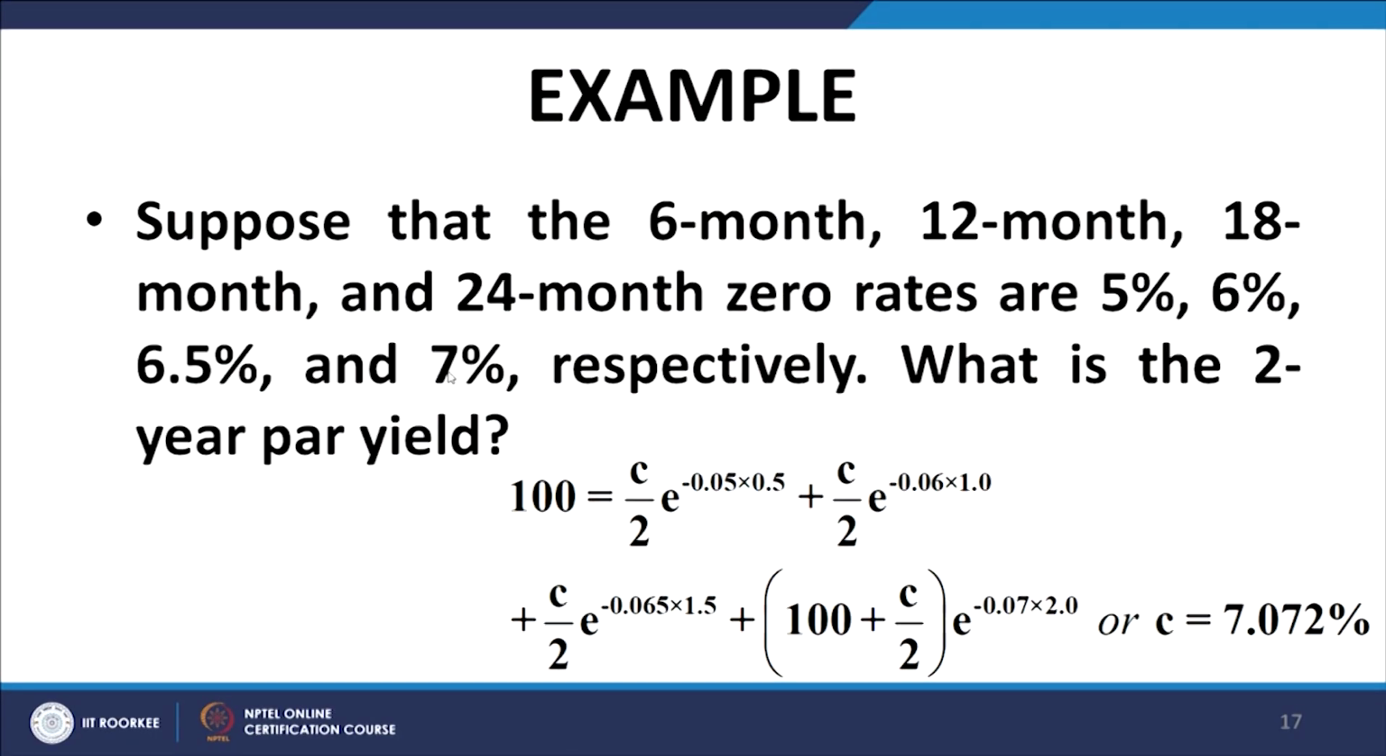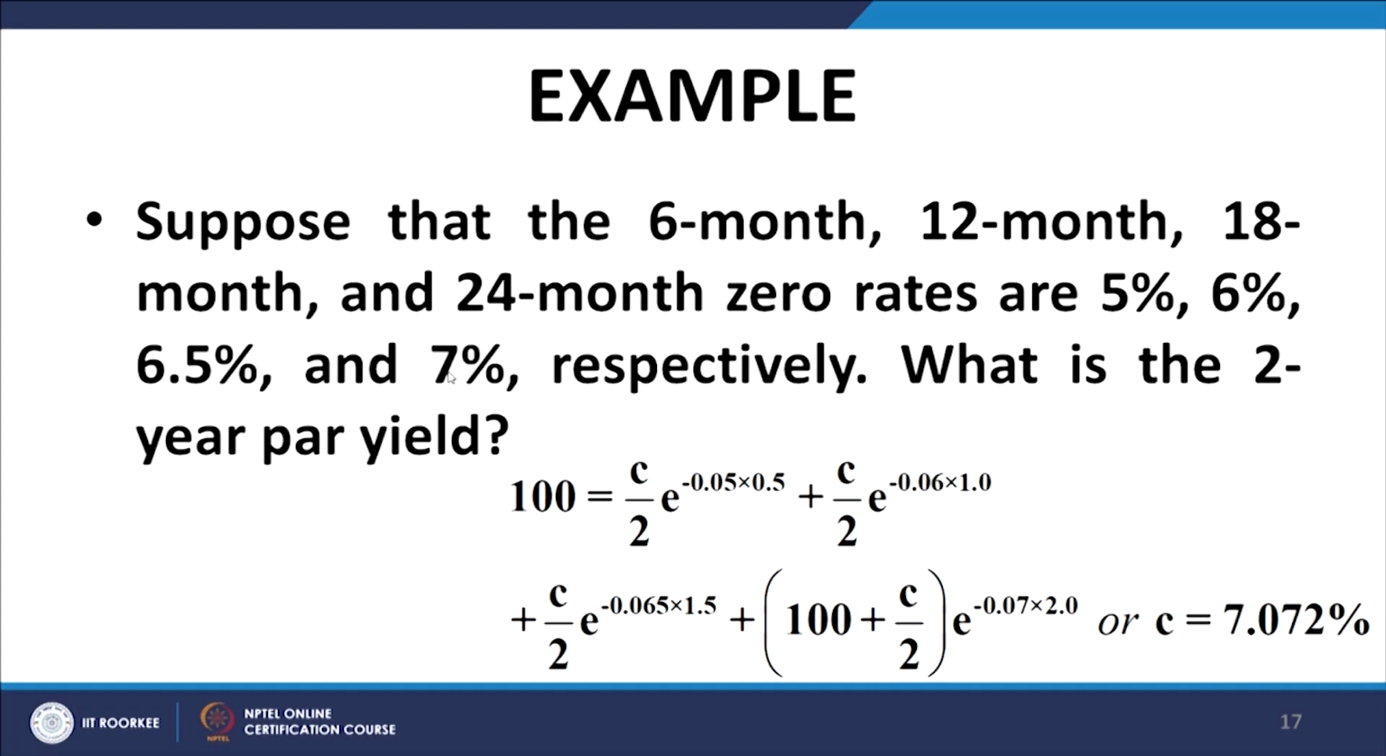Let us do an example to illustrate this concept. Suppose the 6 month, 12 month, 18 month and 24 month zero rates, that is the spot rates, are 5%, 6%, 6.5% and 7% respectively. What is the 2-year par yield? Please note, in this case the coupon payments are semi-annual. So, if the coupon rate is C, the coupon payments are C upon 2. We shall receive C upon 2 at the end of 6 months, C upon 2 at the end of 1 year, C upon 2 at the end of 1.5 years, and then we shall receive the face value, that is 100, plus C upon 2 at the end of 2 years.